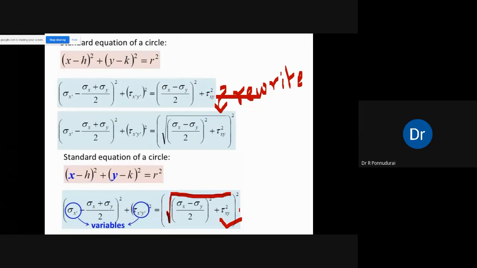So the r value will be the square root of this value. The center point of the circle was h comma k, so in this case, sigma average comma 0, because k was 0. Sigma average is h. So we know the center point of the Mohr circle now. To draw the circle, sigma average you have to find first. Sigma average comma 0 will give you the center point of the Mohr circle, and the radius is given by this expression. So radius is known to you, center point is known to you, you can draw the circle now.